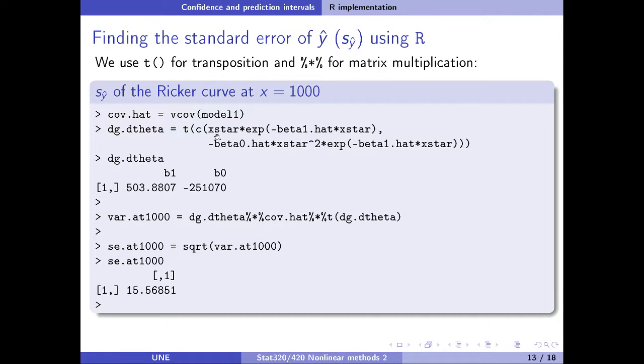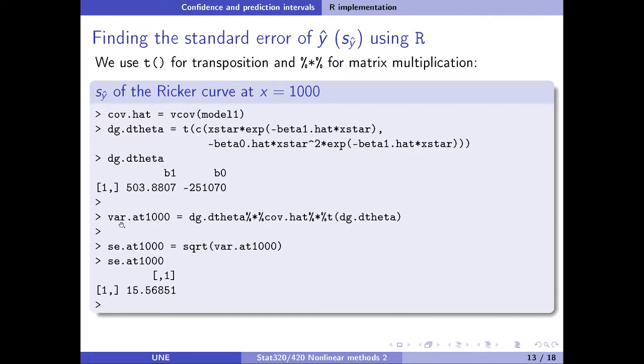So this gives me x star times e to the minus beta 1 hat times x star equals negative beta 0 hat times x star squared e to the negative beta 1 hat times x star. This is the exact formula that we came up with before, except instead of specifying the value 1000, I've kept it generic and called it x star, so that if I wanted to find s of y hat at x equals, say, 738, I would just change x star to 738, and I would use the same command line over here. I get my dg d theta output. There's my 500 and negative 250,000.